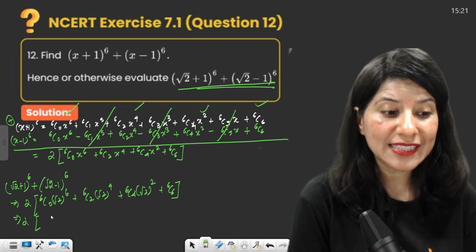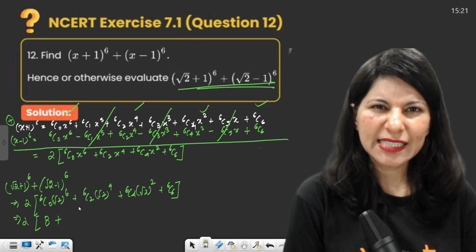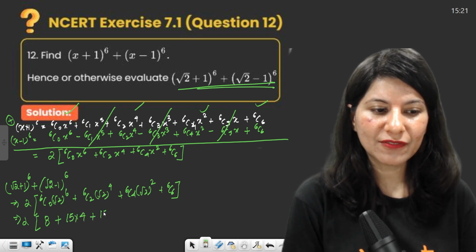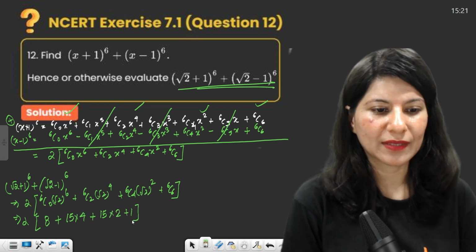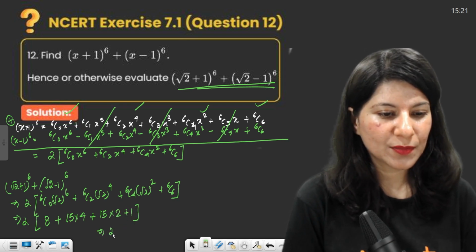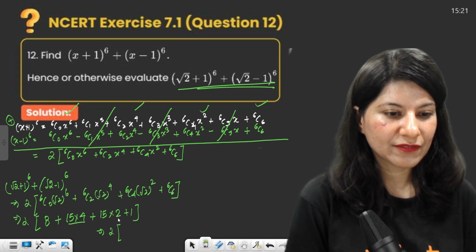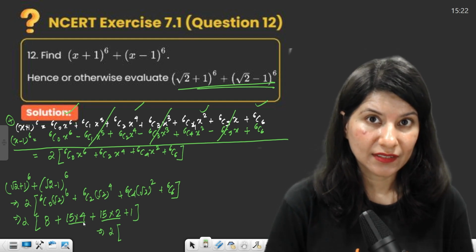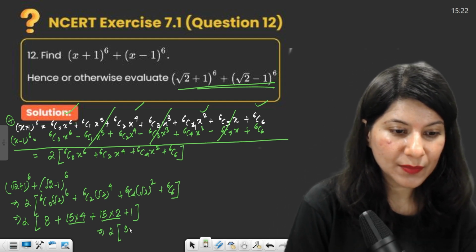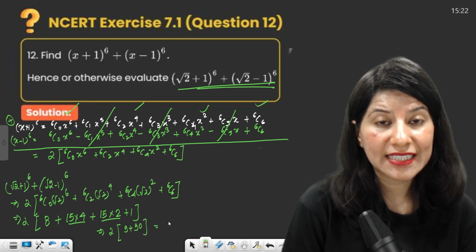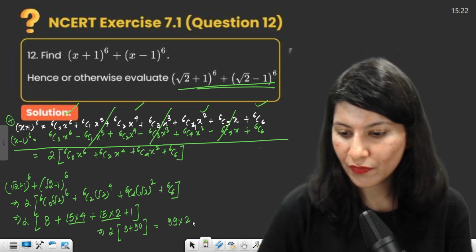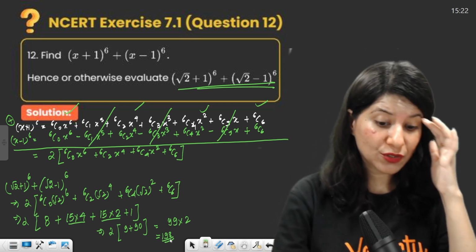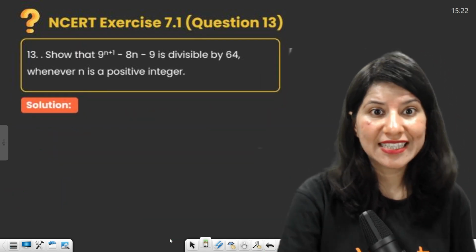6C0 is 1. (√2)^6 is what? 2 cube, that is 8. 6C2 is 15 and this is 2 square, that is 4, plus 6C4 is 15 into 2, plus 1, right? So this is going to become 2. Then we are having 15 into 4. So 60 and 30. So 90. 9 plus 90. So this is 99 into 2. So obviously it is 198. Perfect. 2 more questions to go to finish the miscellaneous exercise.